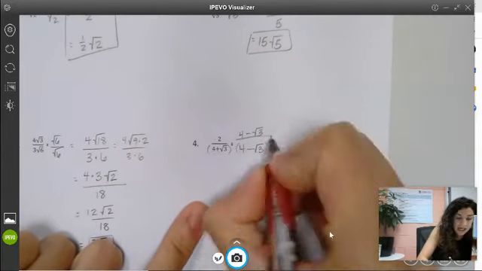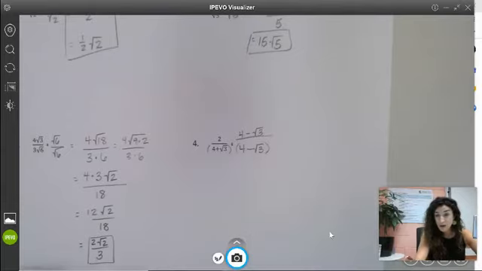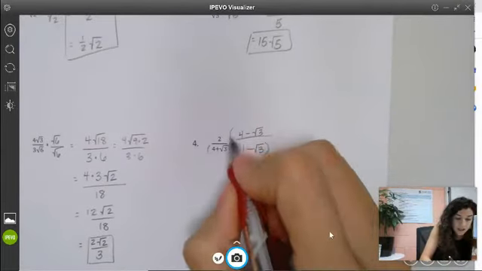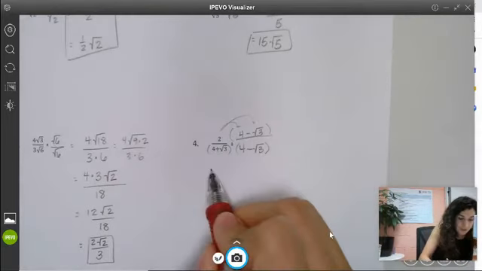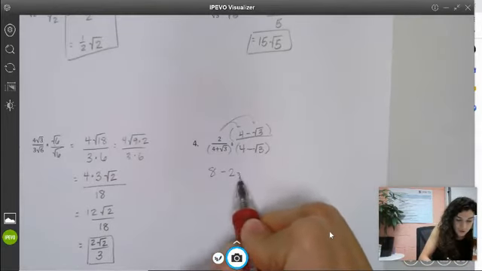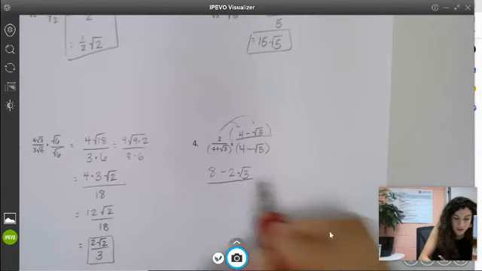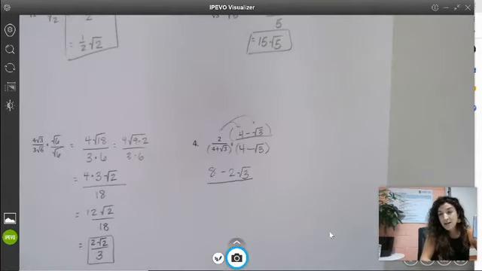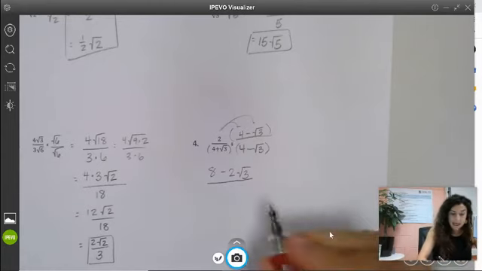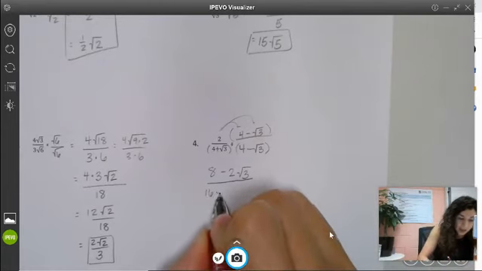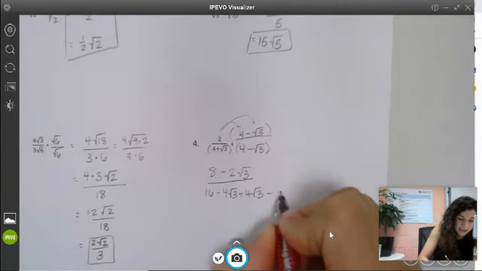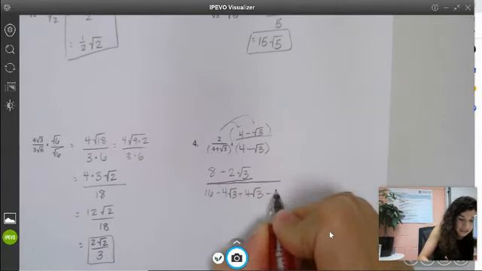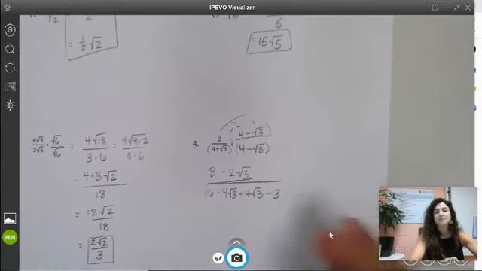Whatever I do to the bottom, I have to do to the top. I'm just multiplying by a really fancy 1 here. And so in the numerator, please remember to distribute that 2 to both of those terms. So that's 8 minus 2 square root of 3 over. And then you can even FOIL the denominator out if you don't remember about the square of the first term minus the square of the second term. So you get 16 minus 4 square root of 3 plus 4 square root of 3 minus square root of 3 times square root of 3 is 3.